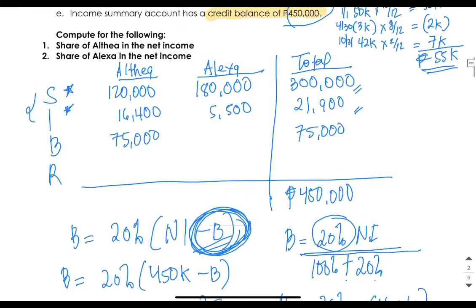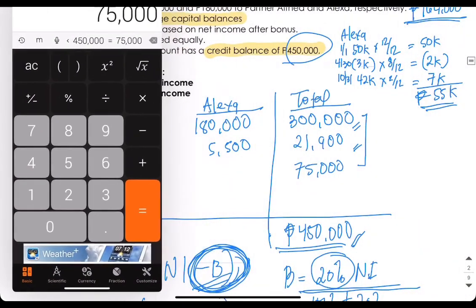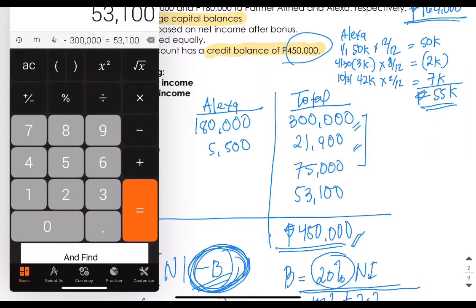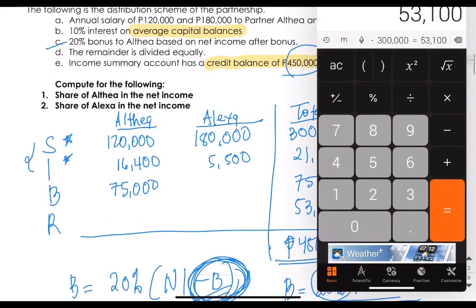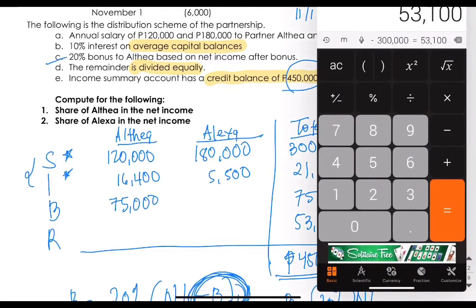Okay? Anyway, so 75,000. Now, how do we compute for the remainder? So the remainder, of course, is the difference between this net income, the result of the operation, and these items. So compute 450,000 less 75,000 less 21,900 less 300,000. So that will give us a positive amount of 53,100. And this 53,100, according to the problem, should be distributed or divided equally. So 53,100 divided by 2. So that will be 26,550. 26,550.